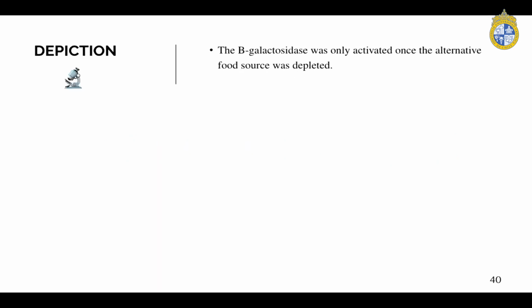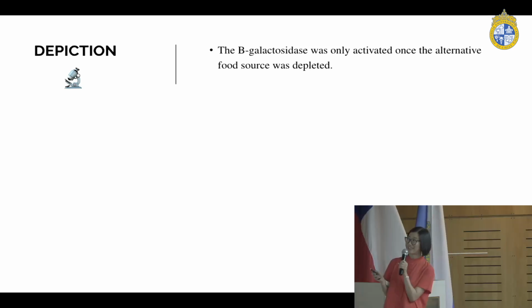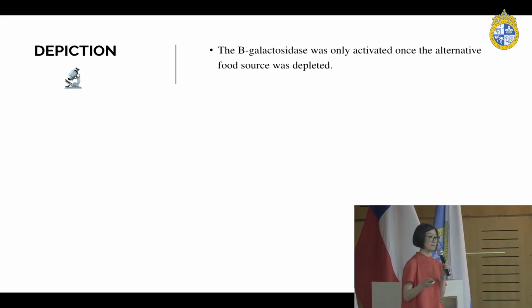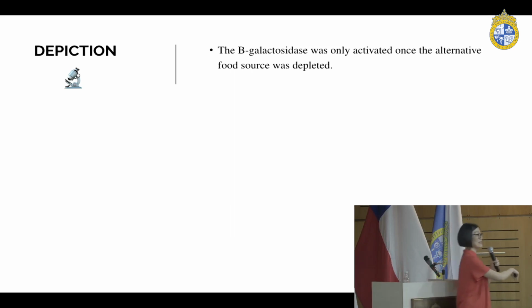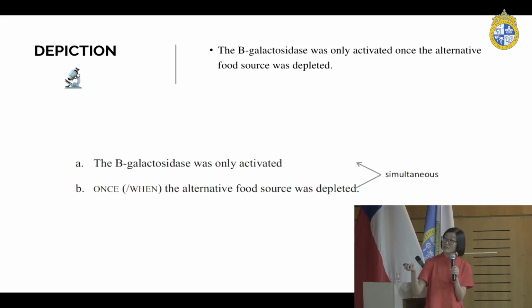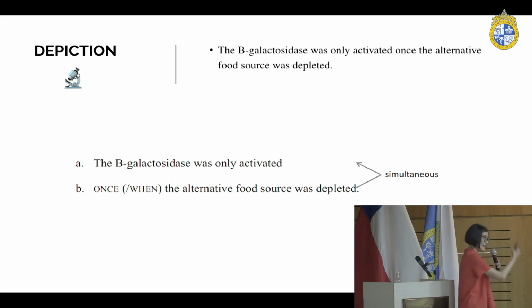Now, next one, depiction. Depiction is something that students observe, right? And they just describe, they depict what they observed, right? So in this case, I have bee galactositis. Bee galactositis, a kind of protein apparently, was only activated once the alternative food source was depleted. Now, so we have a past tense. This was activated in my experiment only when this happened, right? So again, we break down step by step what the ideas are there and how the ideas are connected. And depiction is different from exploration because it's very specific to that experiment, and I'm just describing that experiment.